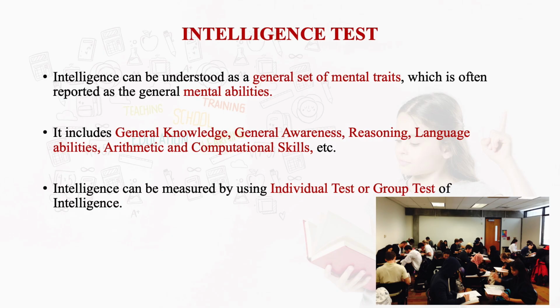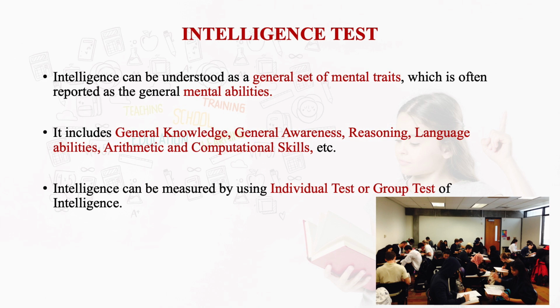So in an intelligence test, you will find that the questions are arranged in different components, in different sections, and the questions from different sections may be from general knowledge, general awareness, reasoning ability of the learner, then language ability or language skill, then from computational skills, and some total. The performance of the learners in all such areas will determine the general mental ability of the learners, and we can measure intelligence of the learners.